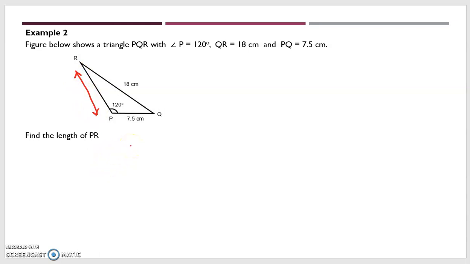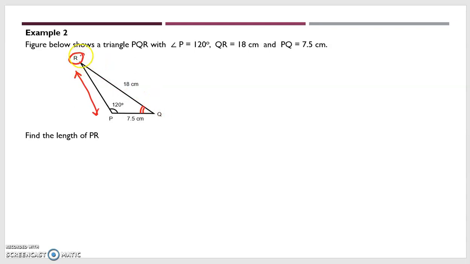There are two methods. Either we use the cosine rule to find this, or we can use the sine rule. Let's try the sine rule. If I want to find the length of PR, I need the angle of Q. But the problem is, I cannot find the angle of Q straight away. What I can find is the angle of R, because the opposite length is 7.5 cm. After that, I will use 180 minus the angles of P and R, then I will get the angle of Q.